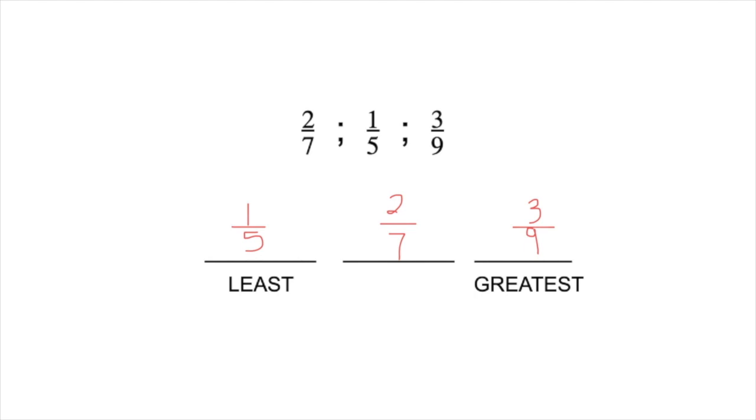I like to check my work by just cross multiplying again once I have them in order. So 5 times 2, 10. 7 times 1, 7. We're good. Least, greatest. I could do it again. I have 7 times 3, 21. 9 times 2, 18. So again, 18 is less than 21, so we are still in order from least to greatest.